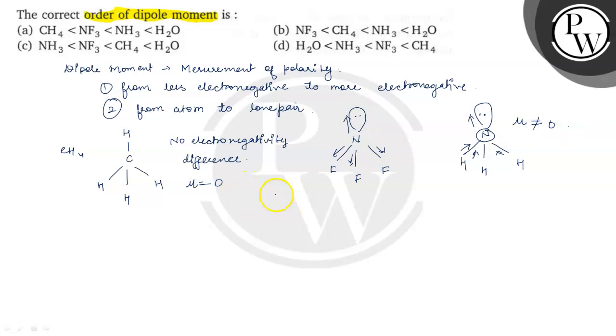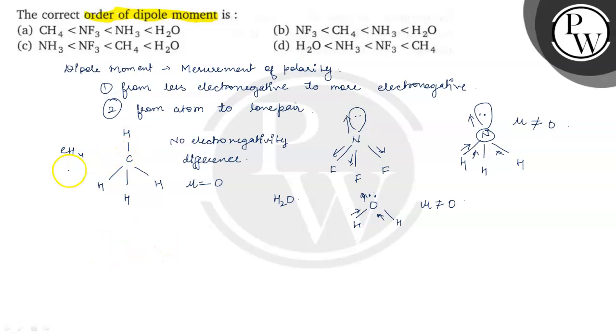Now let's see the H2O. Okay. So here O, H, H, here lone pair. Okay. So that means oxygen pulls the electrons towards itself and the lone pair like this. So that means electronegativity is more. So this molecule also has a dipole moment. Okay, now let's see the order.